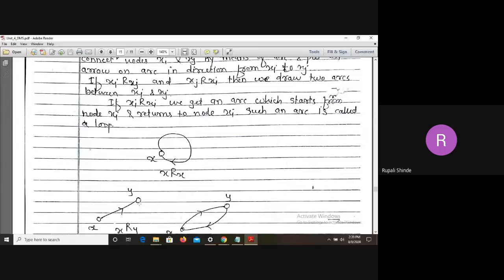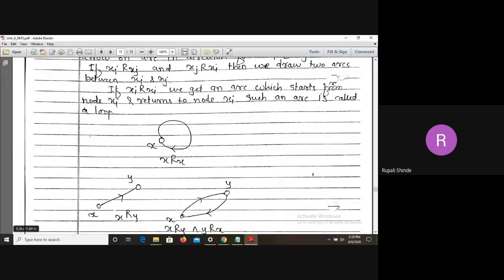Now x is in relation R with y. Therefore, that R must start with x and end at y. So x is in relation R with y, and that is drawn here by this arrow. If the assertion were y is in relation R with x, then we would have to reverse the direction of this arrow. It should start with y and end with x. But here they have given x is in relation R with y. That's why the arrow is from x to y.